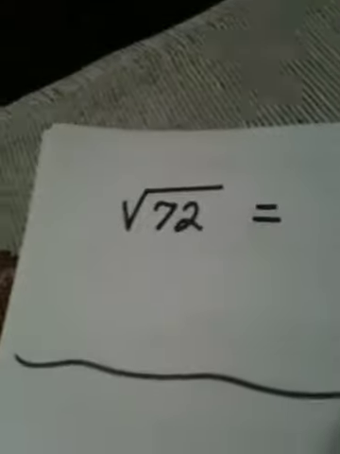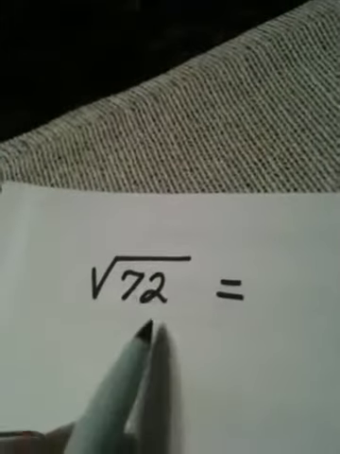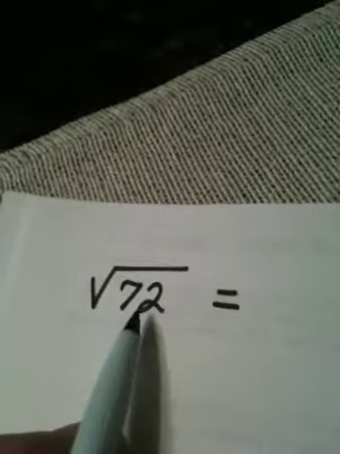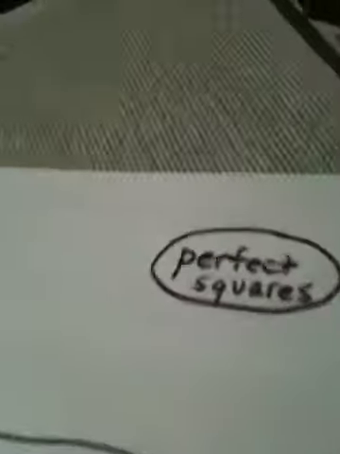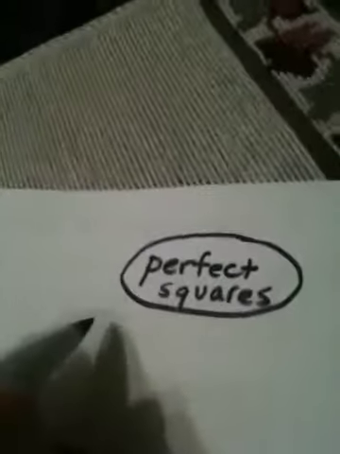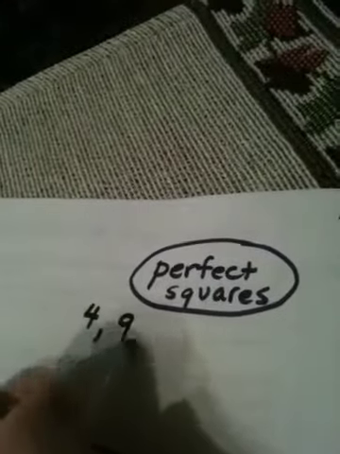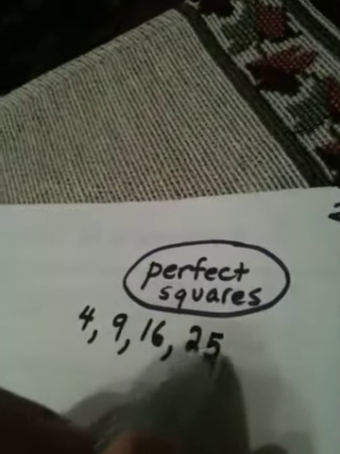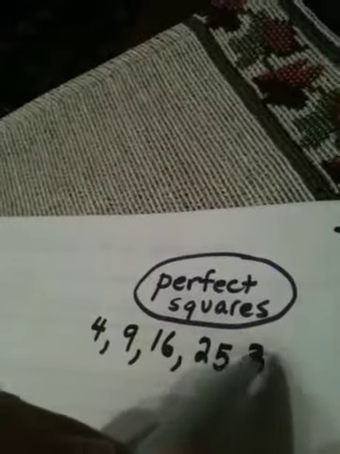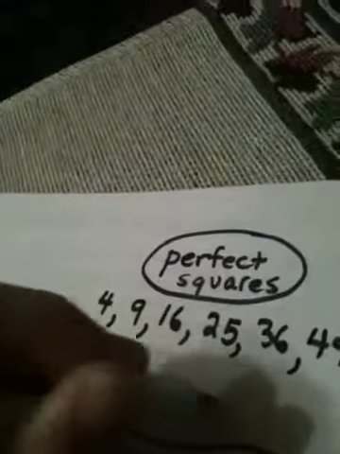Okay, ladies and gentlemen, if I am asked to simplify the square root of 72, 72 is not a perfect square. In other words, it doesn't come out pretty like if it was the square root of 25. So what we need to do here is remember what the perfect squares are. 2 squared is 4, 3 squared is 9, 4 squared is 16, 5 squared is 25, 6 squared is 36, 7 squared is 49, and so on.